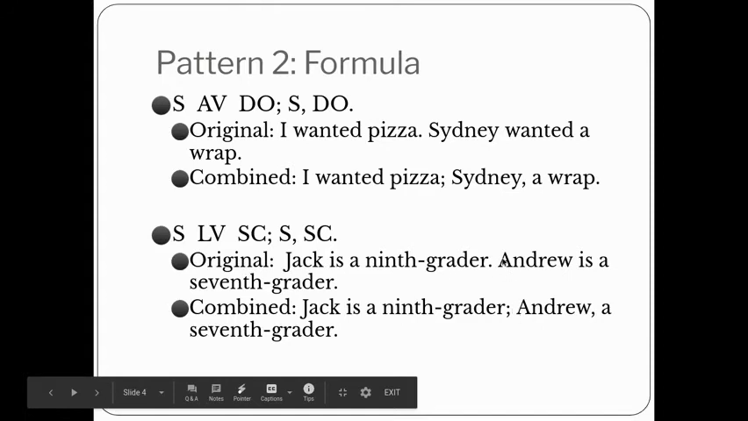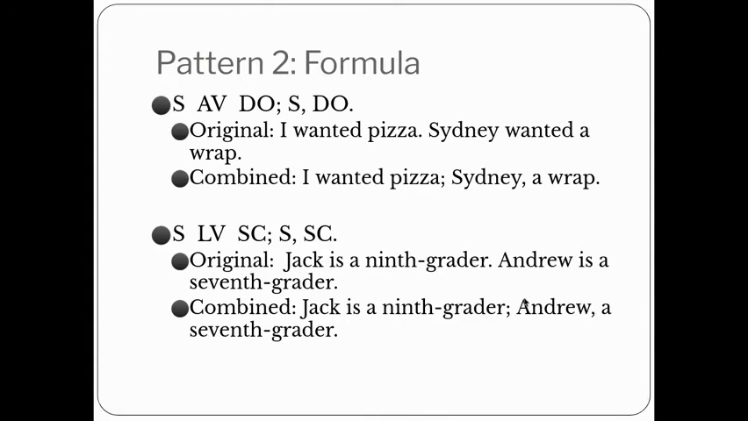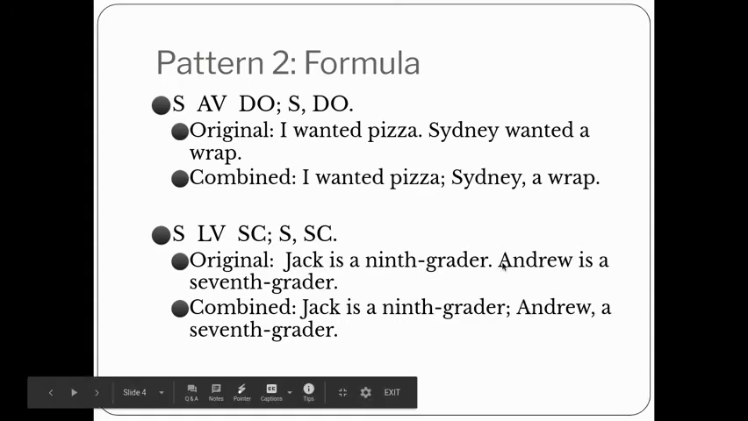Again, we have a name, so we do not change the capitalization. If it were not a proper noun, what was capitalized in the second sentence would be lowercase in the combined example. The linking verb is replaced with a comma, and then we have the predicate noun, 7th grader. Jack is a 9th grader, semicolon, Andrew, comma, a 7th grader.